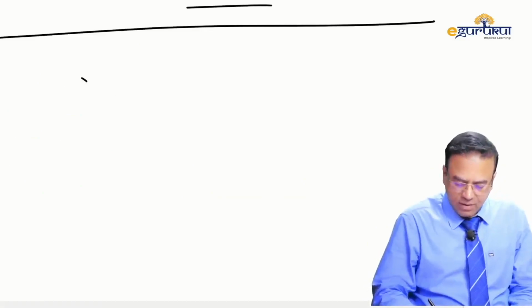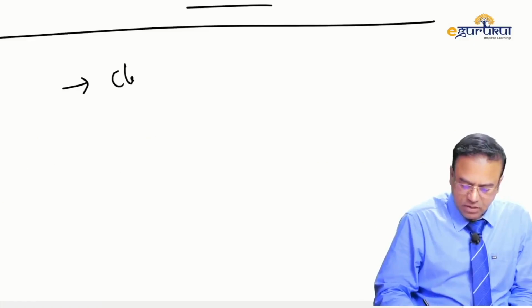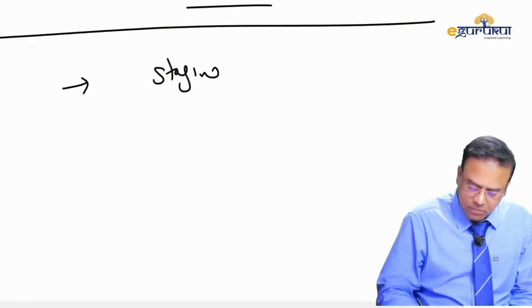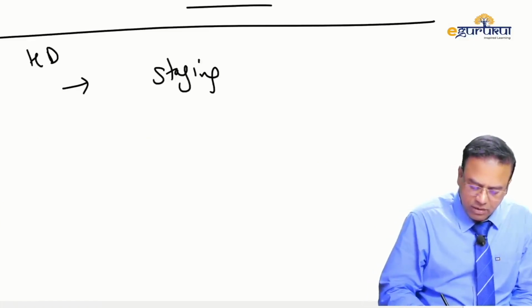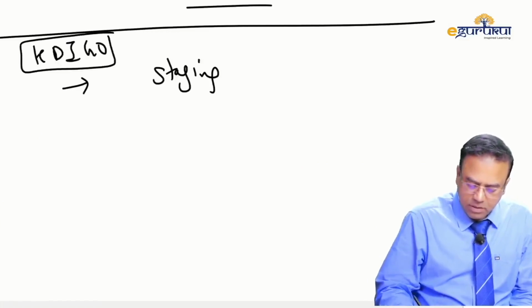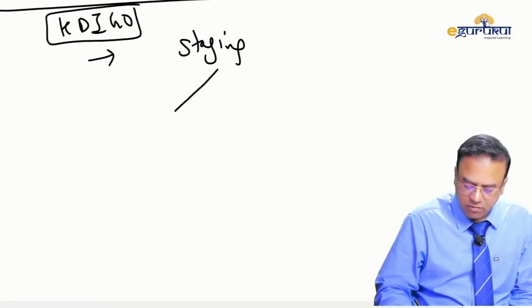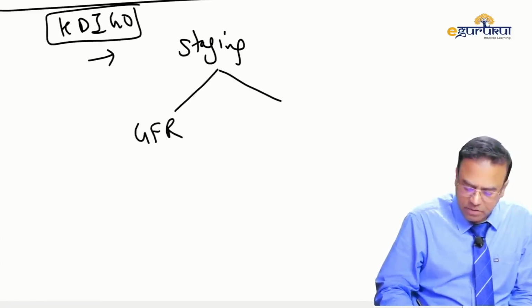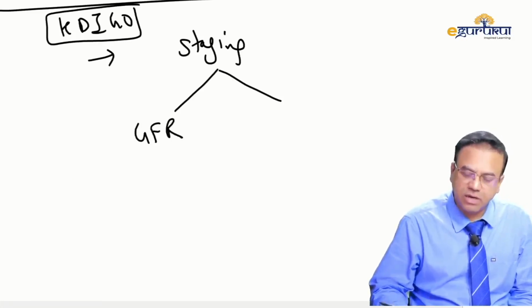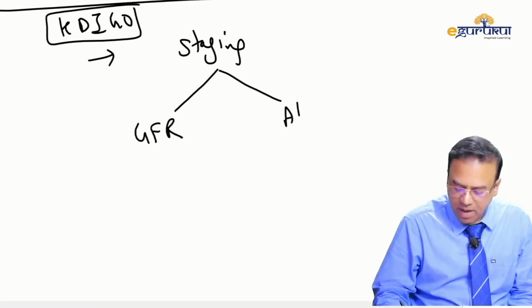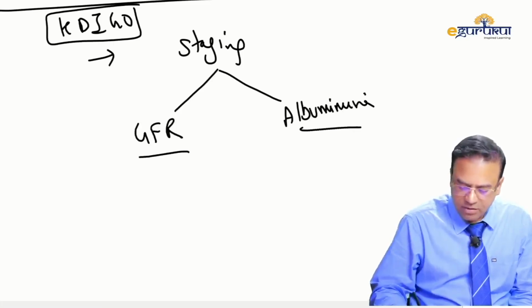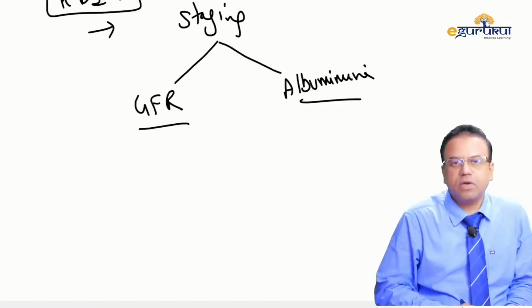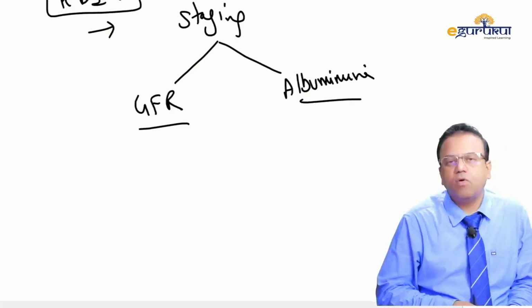So if you look at the classification, the staging of CKD as given by KDIGO, Kidney Disease Improving Global Outcomes. They are saying staging should be based on two things. One is the renal function, and I told you renal function we can get by GFR, and the other is the renal damage, the kidney damage, and that you can get by albuminuria. So we look at two things to tell us the stage of the kidney disease. Okay, what's the function and what's the damage.